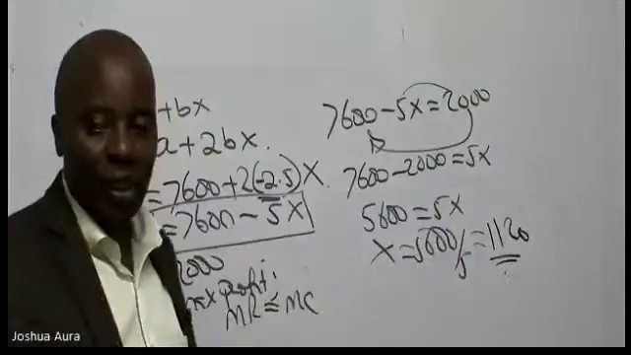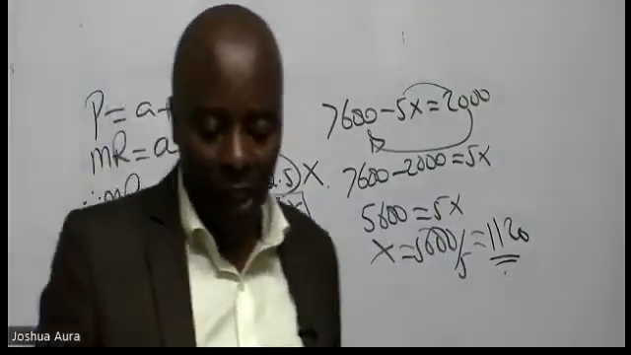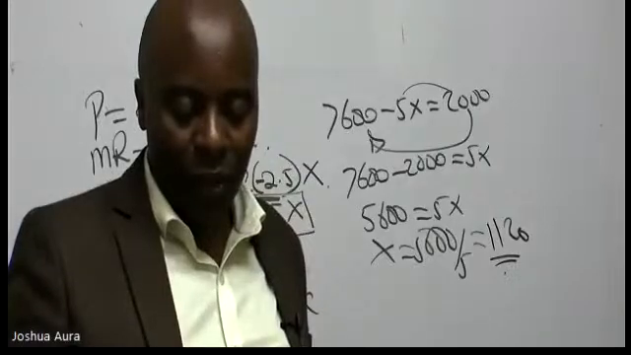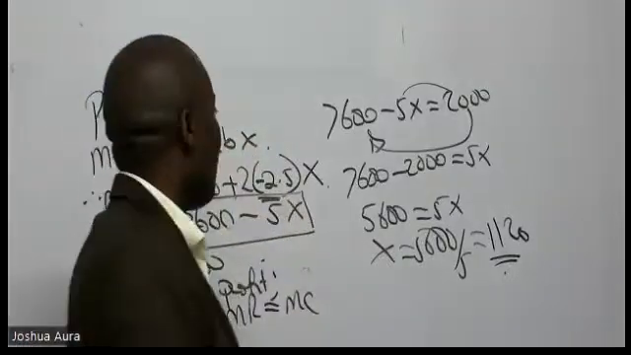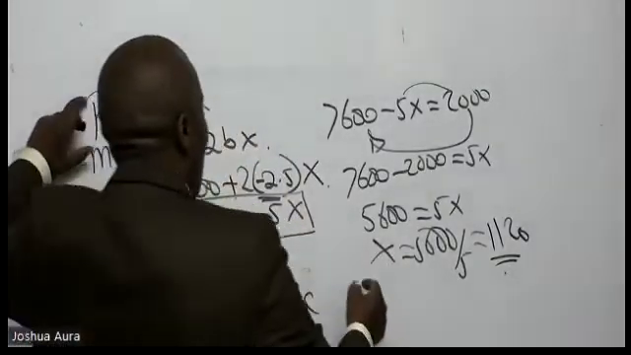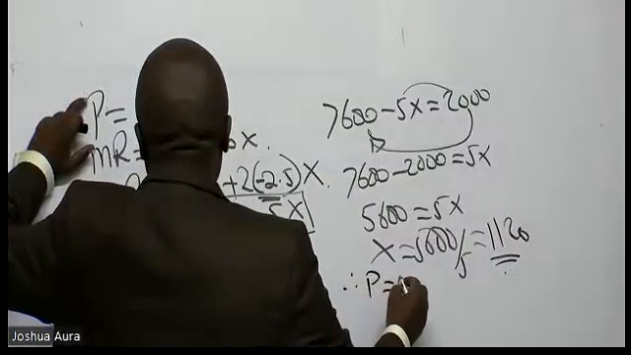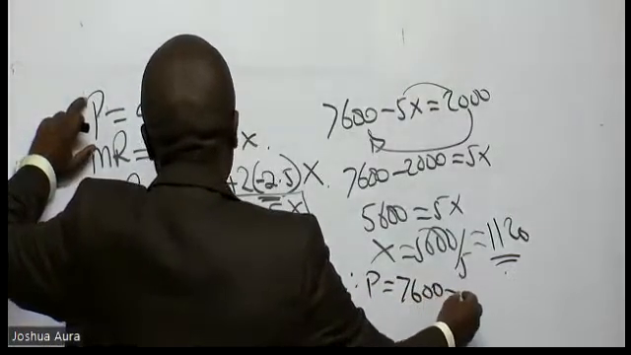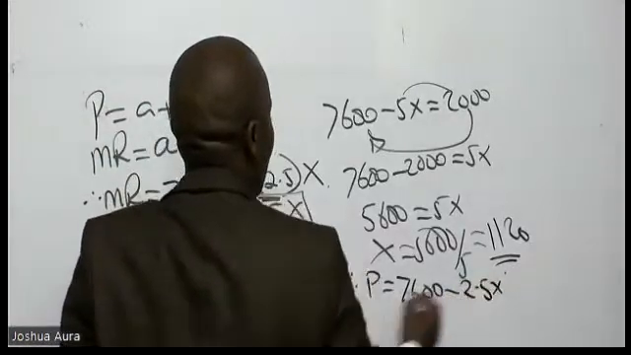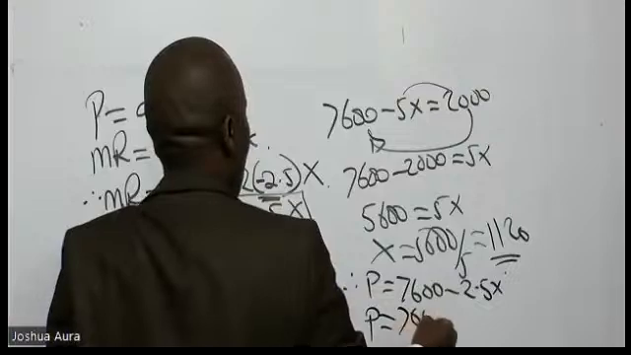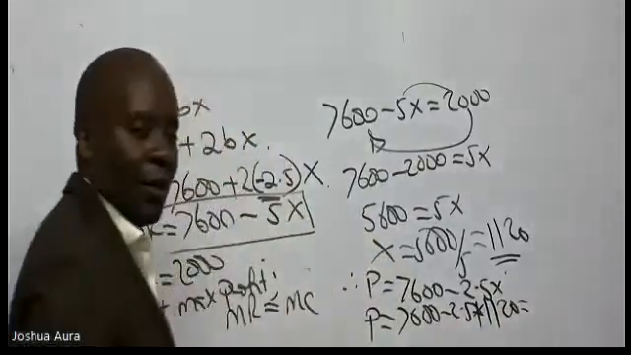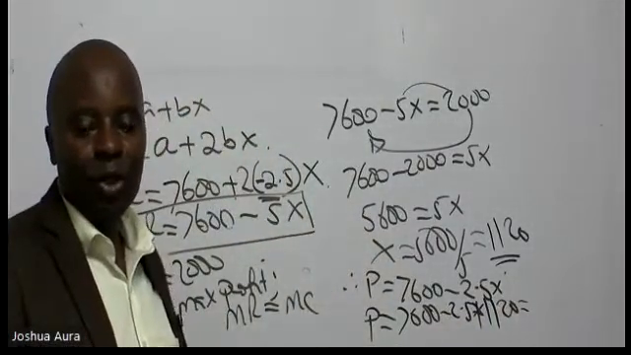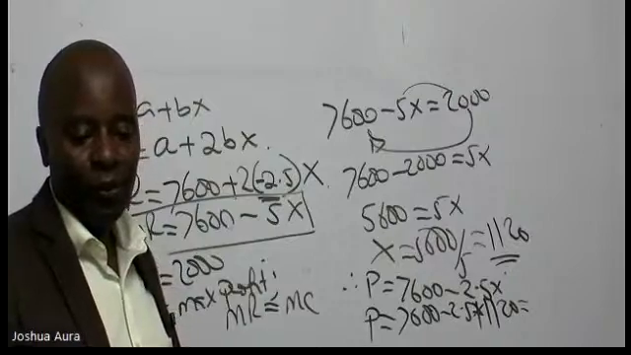So having gotten that as our X figure, please read again. They want the fees. Fees is the same as what here? The price. So they want price, and therefore we know the price function. Our price function was 7,600 minus 2.5X, which is 7,600 minus 2.5 times 1,120, which will end up giving me 4,800 as my fees.